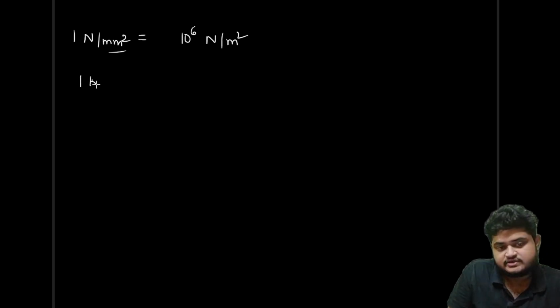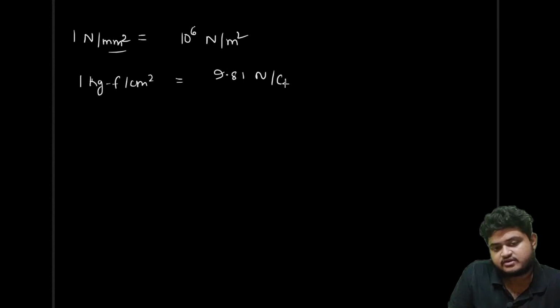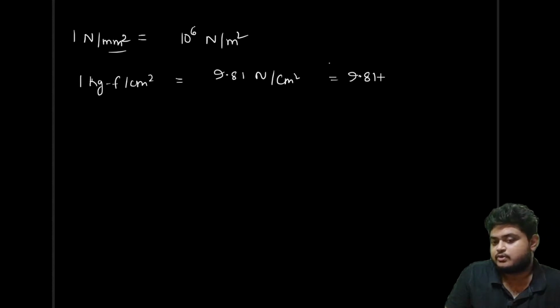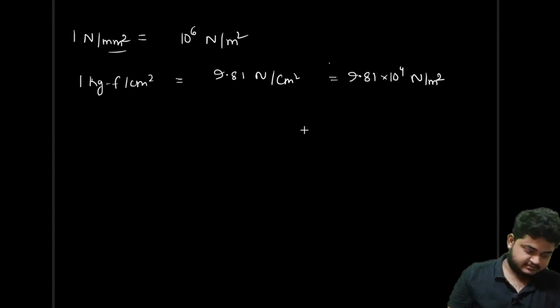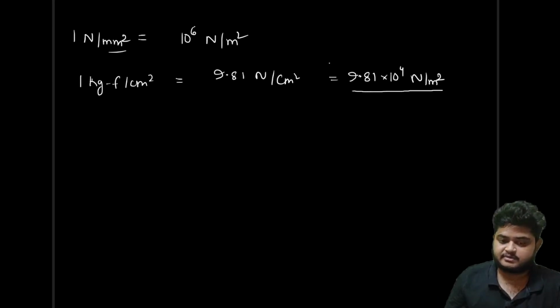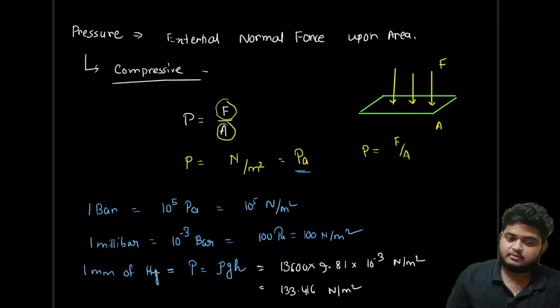And 1 kg force per cm square is equal to 9.81 Newton per cm square. If I have to convert from cm square to meter square, it will be 9.81 into 10 to the power 4 Newton per meter square. So those are the units. So option D is coming out as 9.81 into 10 to the power 4 Newton per meter square.